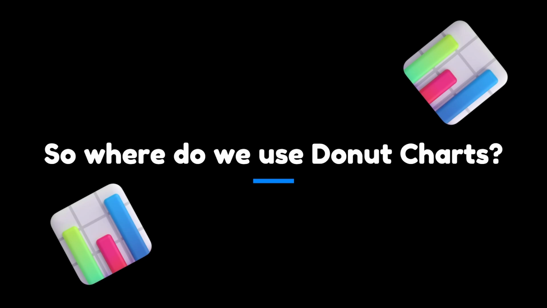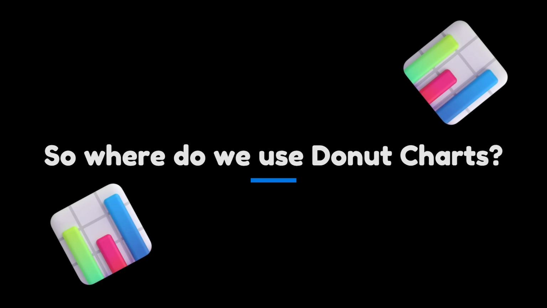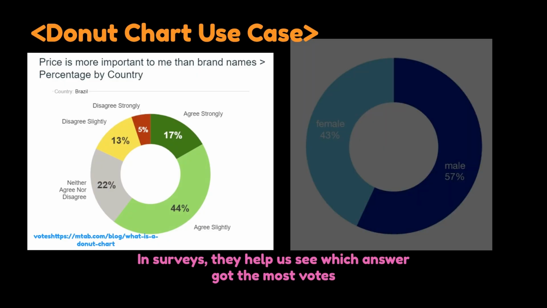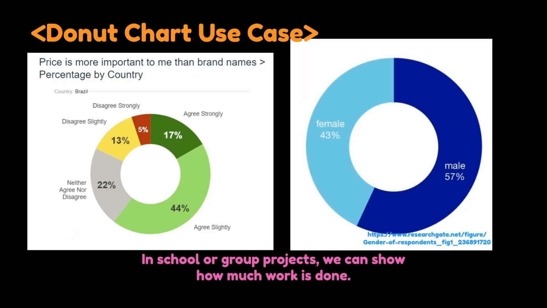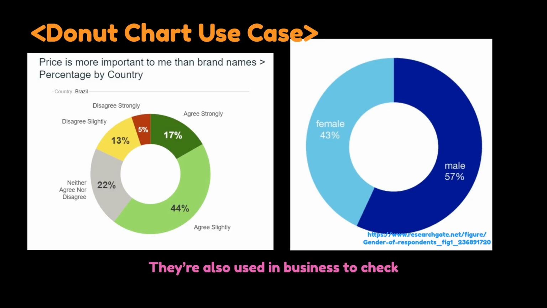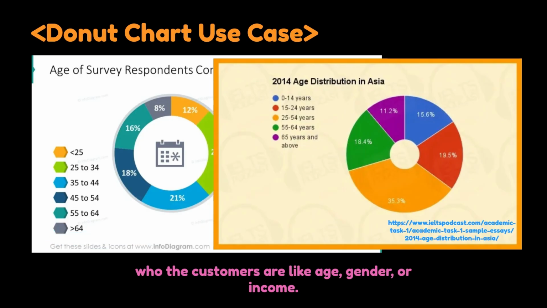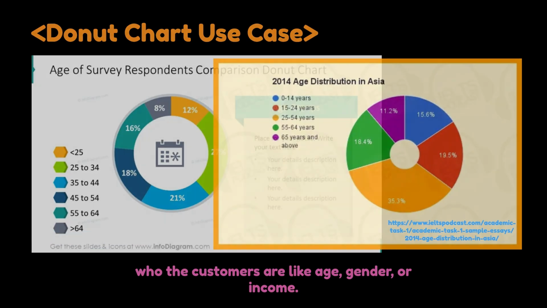So where do we use donut charts? In surveys, they help us see which answer got the most votes. In school or group projects, we can show how much work is done. They're also used in business to check who the customers are, like age, gender, or income.